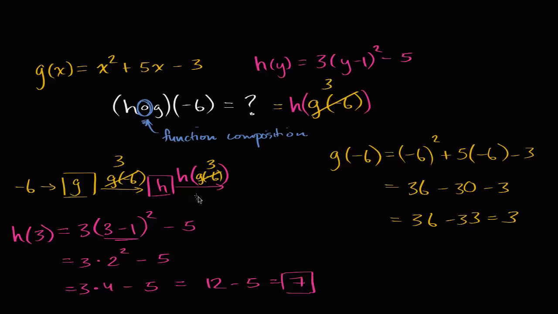And we're done. So you input negative 6 into g, you get 3, and then you take that output from g and you put it into h, and you get 7. All of this has come out to be equal to 7. So h of g of negative 6 is equal to 7. Input negative 6 into g, take that output and input it into h, and you're going to get 7.